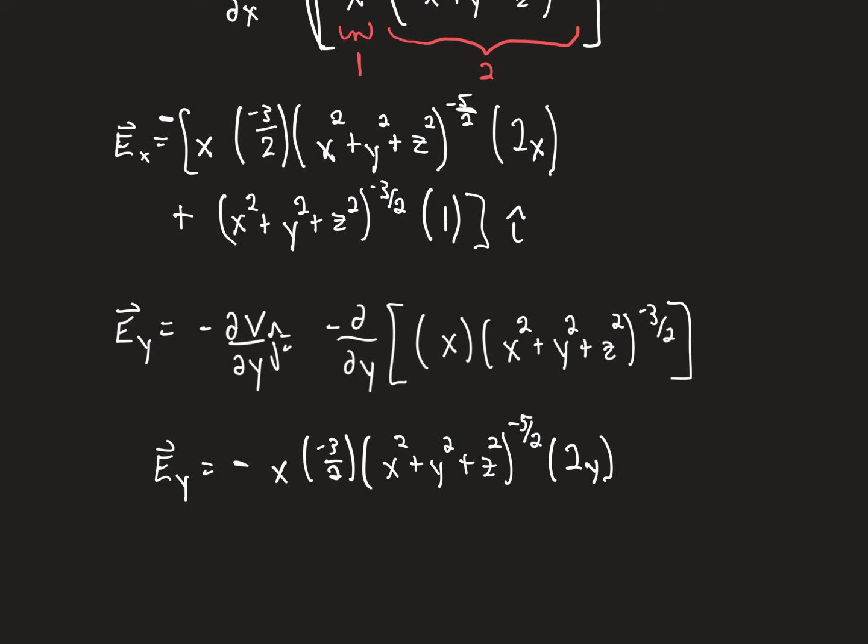Okay, then I need to add the second part. Plus x squared plus y squared plus z squared to the negative 3/2. And then I need to take the derivative of the first part. The first part was x. So what's the derivative of x with respect to y? 0. So this is a big fat 0. And what happens to all the back end of this? Just goes away. What direction is this going in? J hat. There's your Ey.